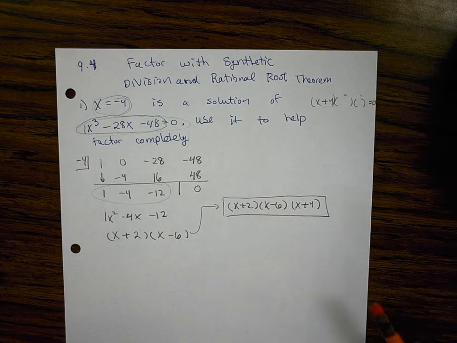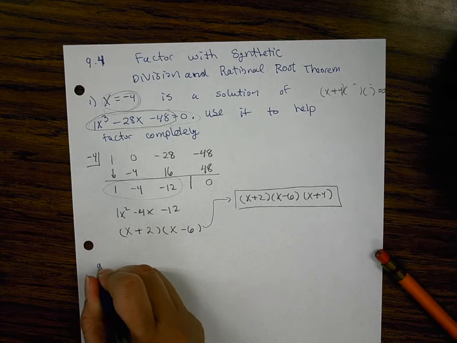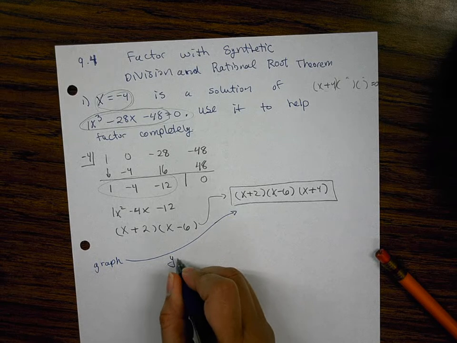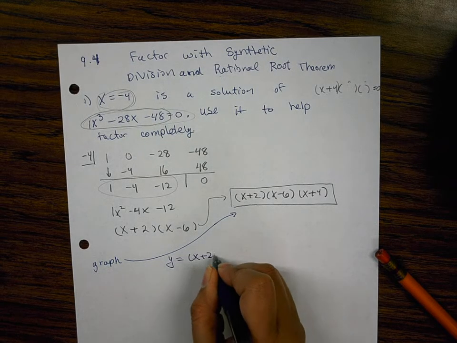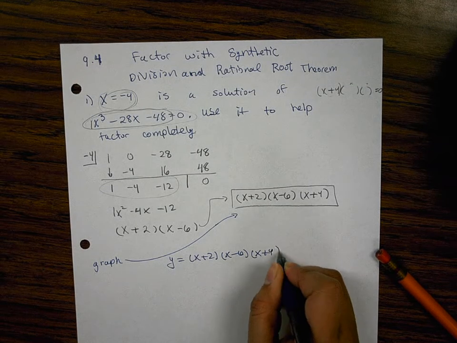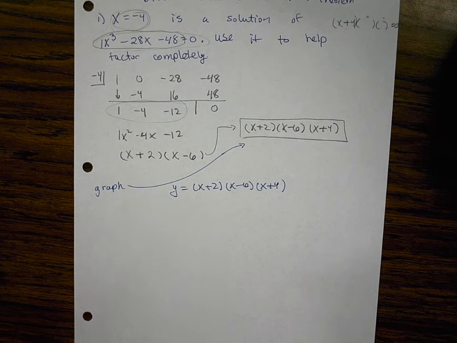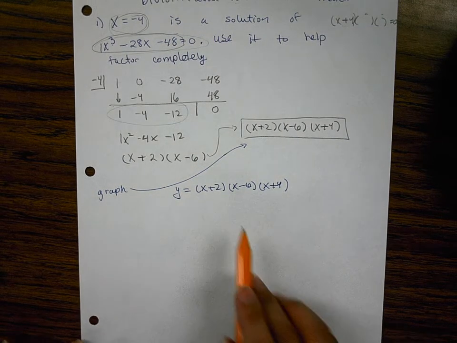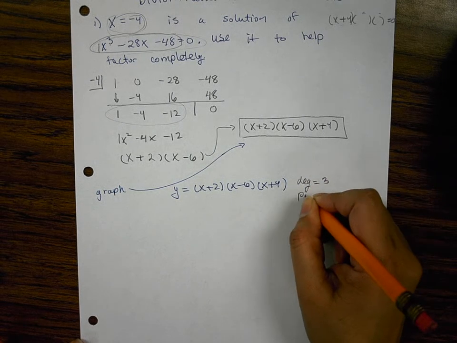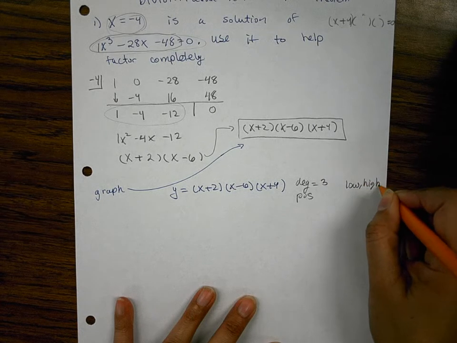We are going to graph that problem there. So we're going to write it here. Y equals x plus 2, x minus 6, and x plus 4. Okay, so we did talk about graphing in previous notes. We do our end behavior. The degree is 3, and it is positive, which means it is low-high. If you put arrows, that's fine.